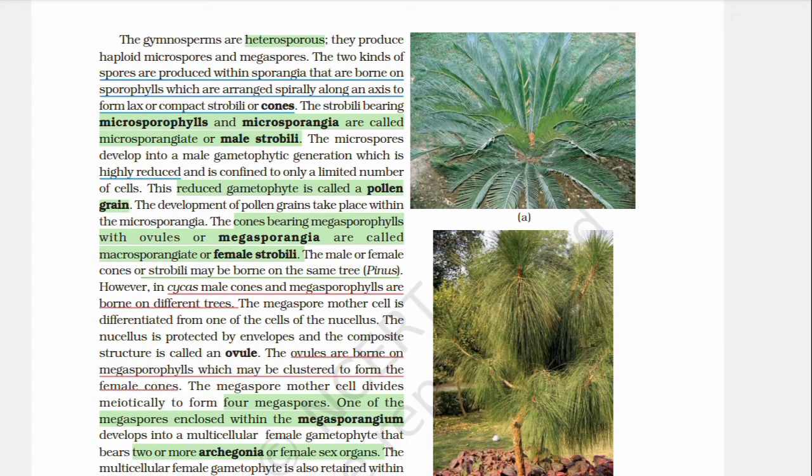The strobili bearing microsporophylls and microsporangia are called microsporangiate or male strobili. That is, from a microsporangia we form microspores. Here, the male gametophytic generation, the gamete producing generation, is highly reduced and it is confined only to a few cells. We see pollen grains, right? These pollen grains are reduced gametophyte. So the pollen grains are not gametes. They are gamete producing organisms. So the pollen grains are reduced gametophyte from which the male gametes are produced.